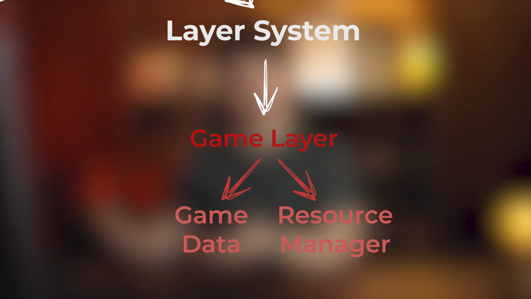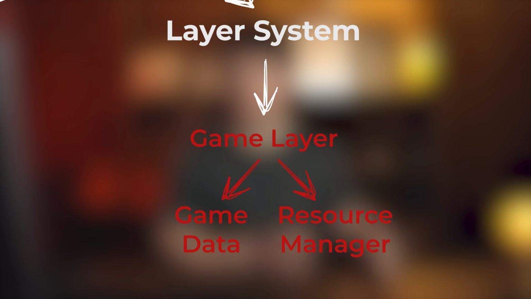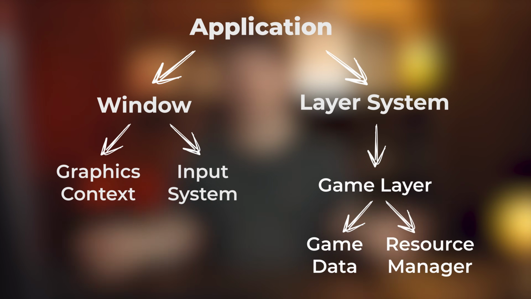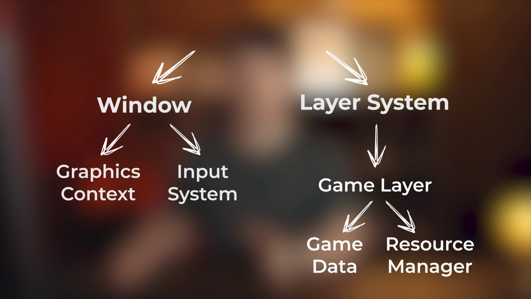Or maybe our game layer changes to a different game layer, because maybe our layer system is tied in with different levels or worlds or scenes inside our game. So by destroying our game layer, we also release all of the resources and all of the game data associated with it. And then finally, at the root of it all, our application: if we shut down our application, then everything else shuts down. Could you imagine if these were all singletons?